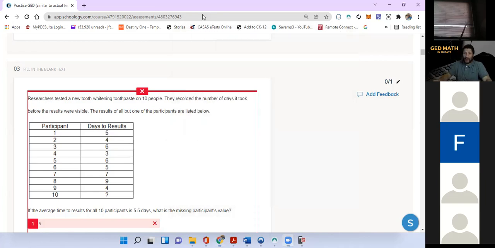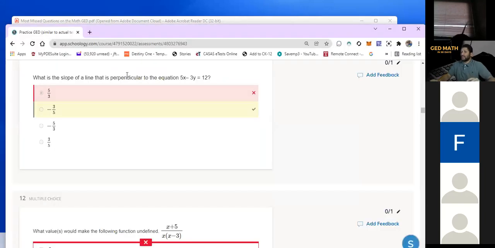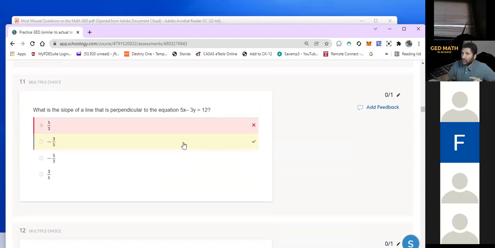All right, let me find the next problem. Number 11. Oh, yes. And there's another one with the undefined. Look at that. But let's do this one right here.